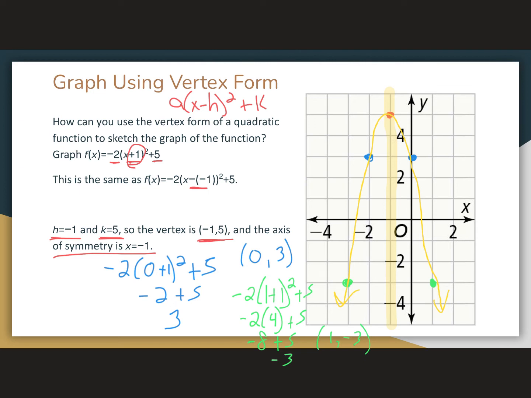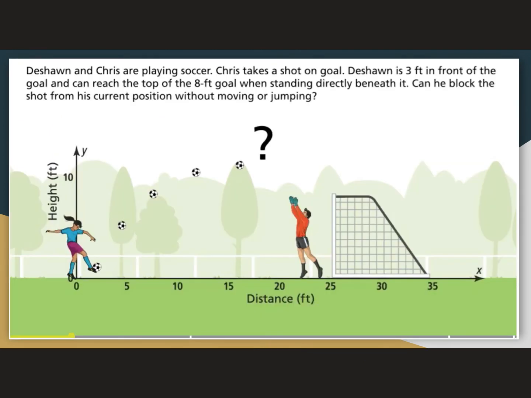So let's go over one final example. Okay, so this real world example. Deshaun and Chris are playing soccer. Chris takes a shot on goal. Deshaun is 3 feet in front of the goal and can reach the top of the 8-foot goal when standing directly beneath it. Can he block the shot from his current position without moving or jumping? So as you can see, the path of the ball can be shaped with a parabola.